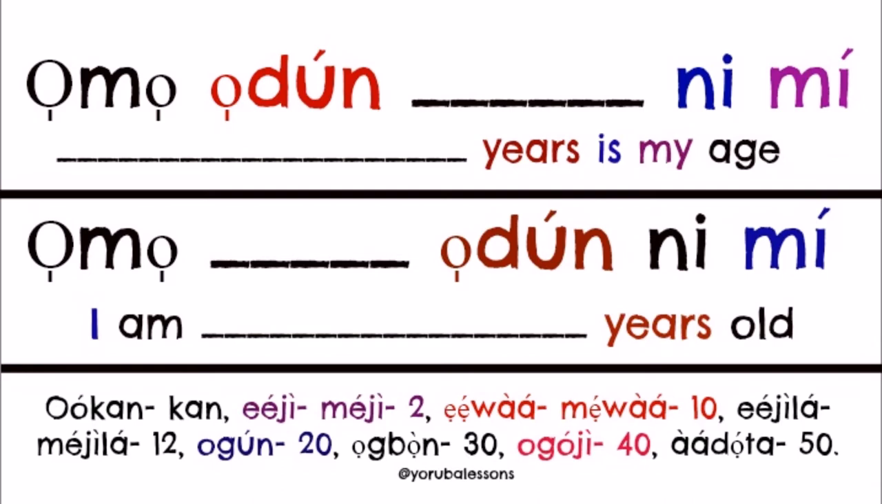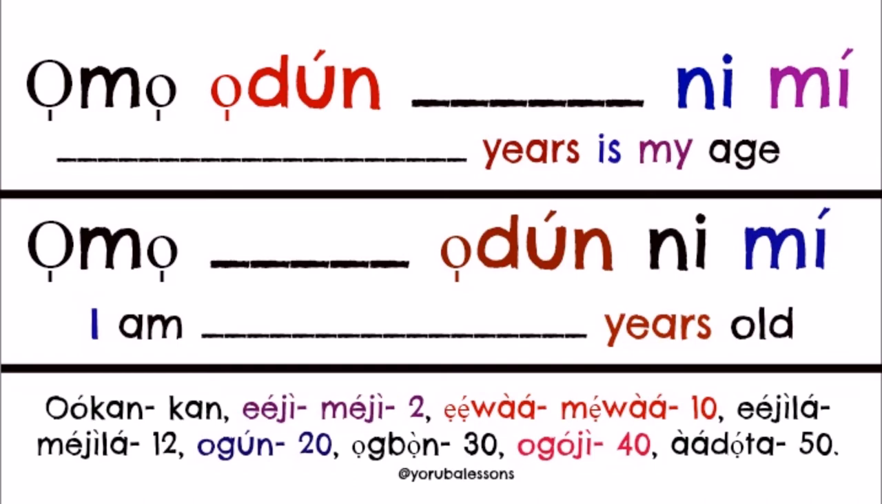So the tricky thing about this one is that you first have to know the Yoruba numerals, and then you have to know the Yoruba adjectives. The numerals are oko, eji, eta, erin, arun, efa, and so on. If you are going to use those words in a sentence, or use them as adjectives to describe something, they would often change.